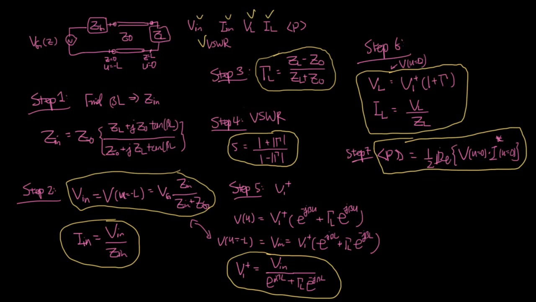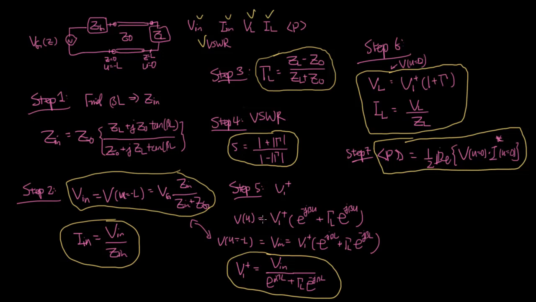So as you can see now, using the concepts that we learned before with a little bit of extra manipulation that we haven't seen before in step 5, we can start out by finding the input impedance. Using that, we can figure out what the voltage and current going in is. If we have the reflection coefficient, we can find the VSWR, which is another quantity of interest.